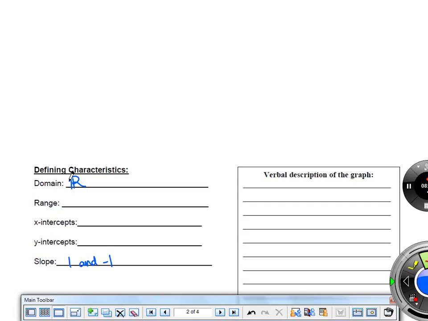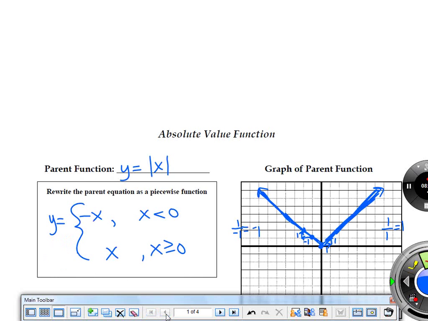All right, what about the range? So as you look at the graph from a different perspective, you focus more on moving up and down instead of moving left and right.